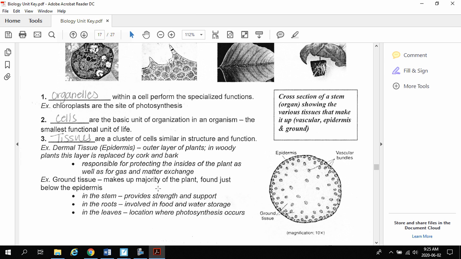So the ground tissue, we don't have all of these definitions yet. It's kind of weird that it's in this spot. The ground tissue makes up the majority of the plant. It's found just below the epidermis, and it has different functions based on where it is within the plant. So in the stem, the ground tissue provides strength and support. In the roots, the ground tissue is important for food and water storage. And in the leaves, the ground tissue is actually where photosynthesis is occurring. So we'll talk more about these different parts in a little bit.